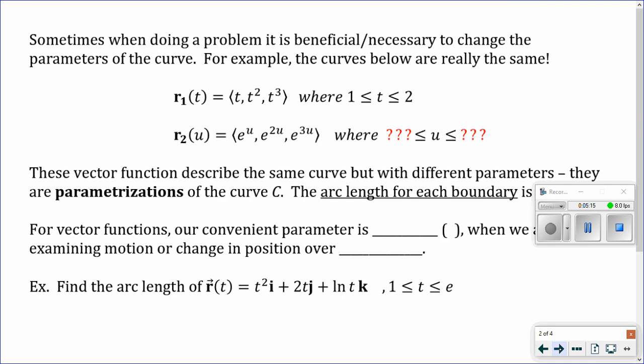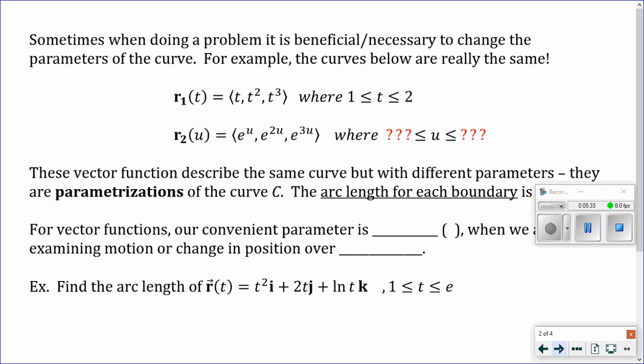So sometimes when doing a problem, it's beneficial or necessary to change the parameters of the curve. You're not going to see this that much because we're taking off parameterization, but I just wanted to show you that things that look very different could actually be very similar. All right, so for instance, these two curves below are really the same.